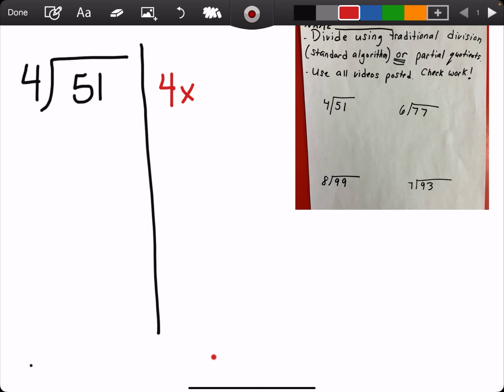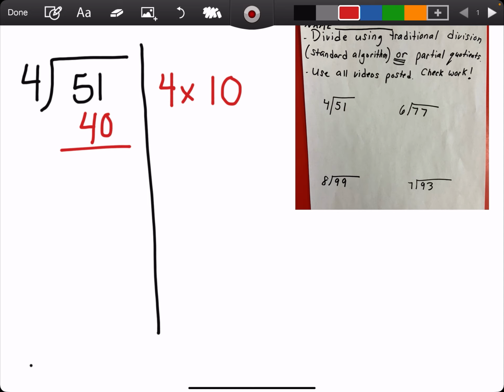Now here, you could actually pick any number you want as long as it results in a product that's less than 51. But we told the kids we want to use friendly numbers, right? Friendly numbers are times 10, times 20, times 30, or even times 5, okay? So let's look. Here, I always like to start with times 10. 4 times 10. What is 4 times 10? 4 times 10 is 40.